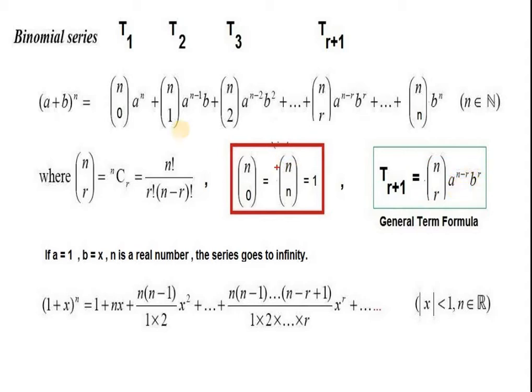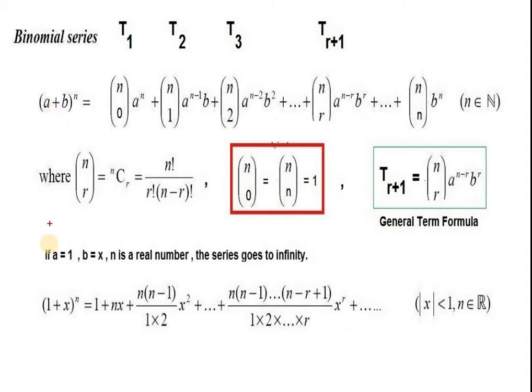This a is the first term of the binomial expression. This b is the second term of the binomial expression. This formula is used to write any term of our choice. We can find any term in the binomial series. This formula is called the general term formula.